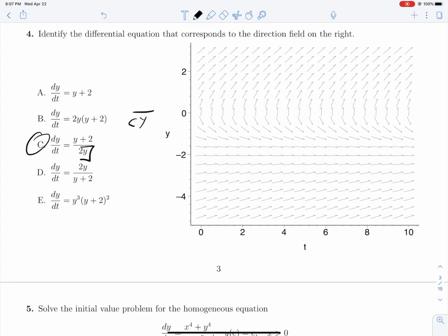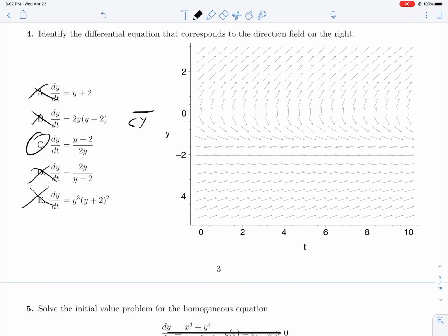We see that this 2y on the bottom is the only one out of all these expressions that will give us that undefined behavior at y equal to 0. All of these other ones, see, A doesn't even have any issues with y equal to 0. Here, y prime is just equal to 0 at 0. Here, y prime is equal to 0 at 0, and here, y prime is also equal to 0 for y equal to 0.